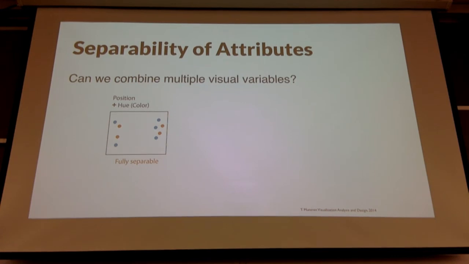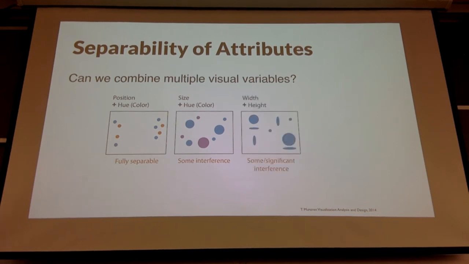So the last thing I wanted to talk about today is separability of attributes. Can we combine multiple visual variables or channels? So we can combine position and hue. These are fully separable, like whether a dot is red or blue doesn't influence where it is in our perception. We can, to some degree, do that with size. There's some interference though, because the precise position of a very large bubble is harder to judge than of a small bubble. So there is some interference there.